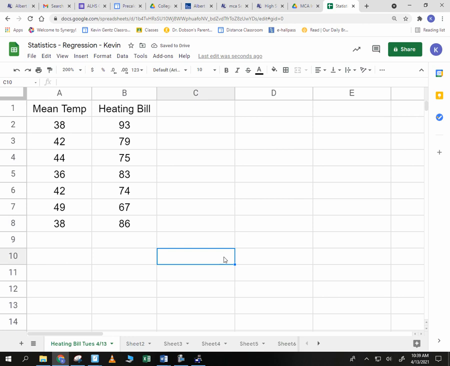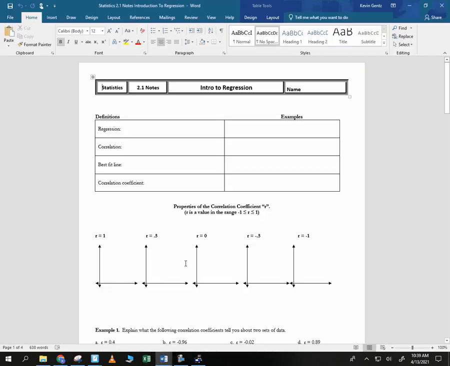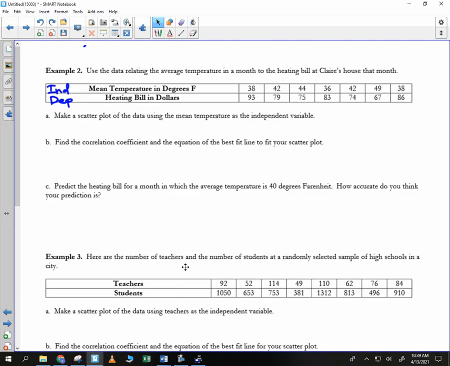Any question on this so far? Okay, if you notice what it says in the instructions, it says make a scatter plot of the data using the mean temperature as the independent variable, find the correlation coefficient and the best fit line. That's our next step. Display the data using a scatter plot and find the equation for the best fit line and the correlation coefficient. Here's how you do it.